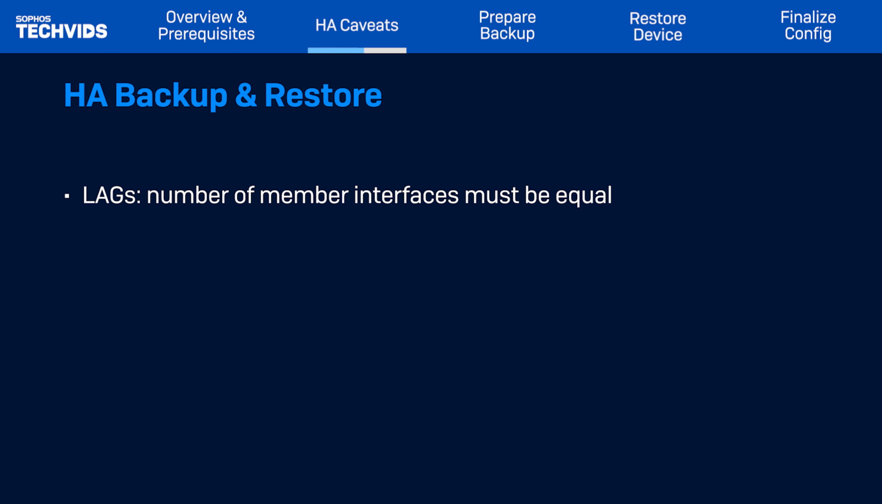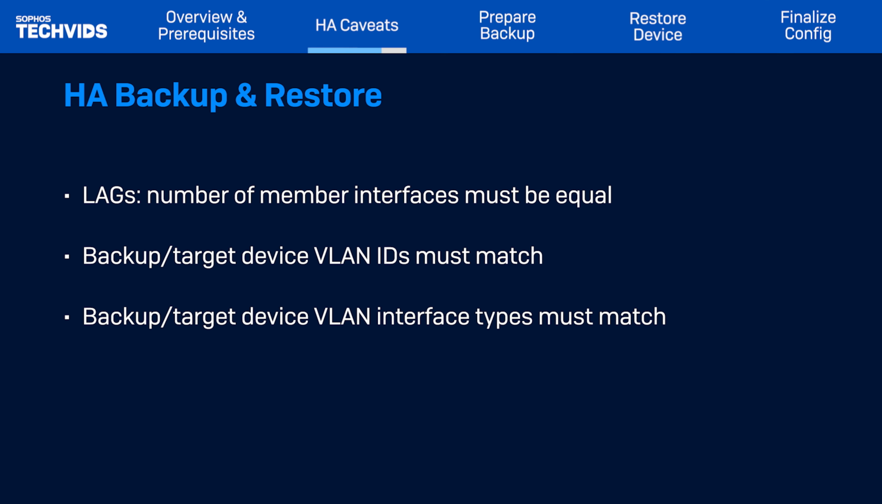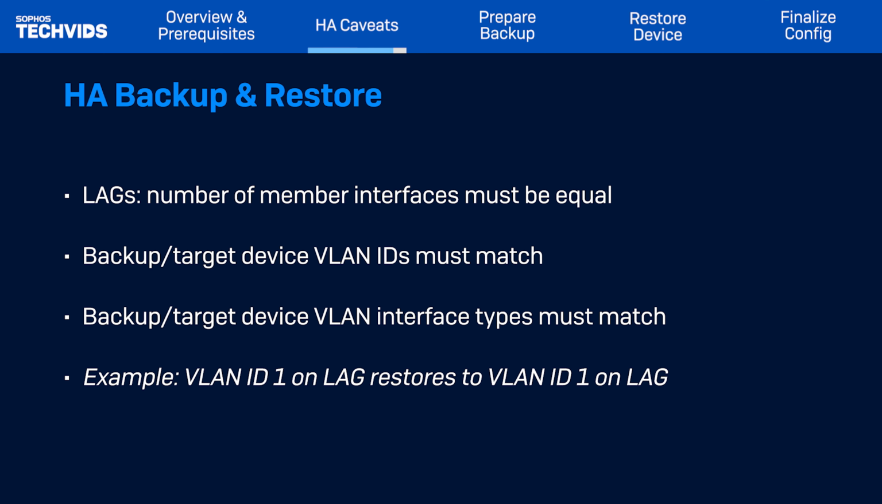If a leg interface is used, the number of member interfaces on the backup and target devices must be equal. If a VLAN interface is used, the VLAN ID on the backup and target devices must match. Moreover, if a VLAN is assigned, you cannot restore a physical interface to a leg interface and vice versa. The backup and target devices must match. For example, a VLAN created on a leg interface must be restored to a leg interface with the same VLAN ID. With that covered, let's start the HA backup process.